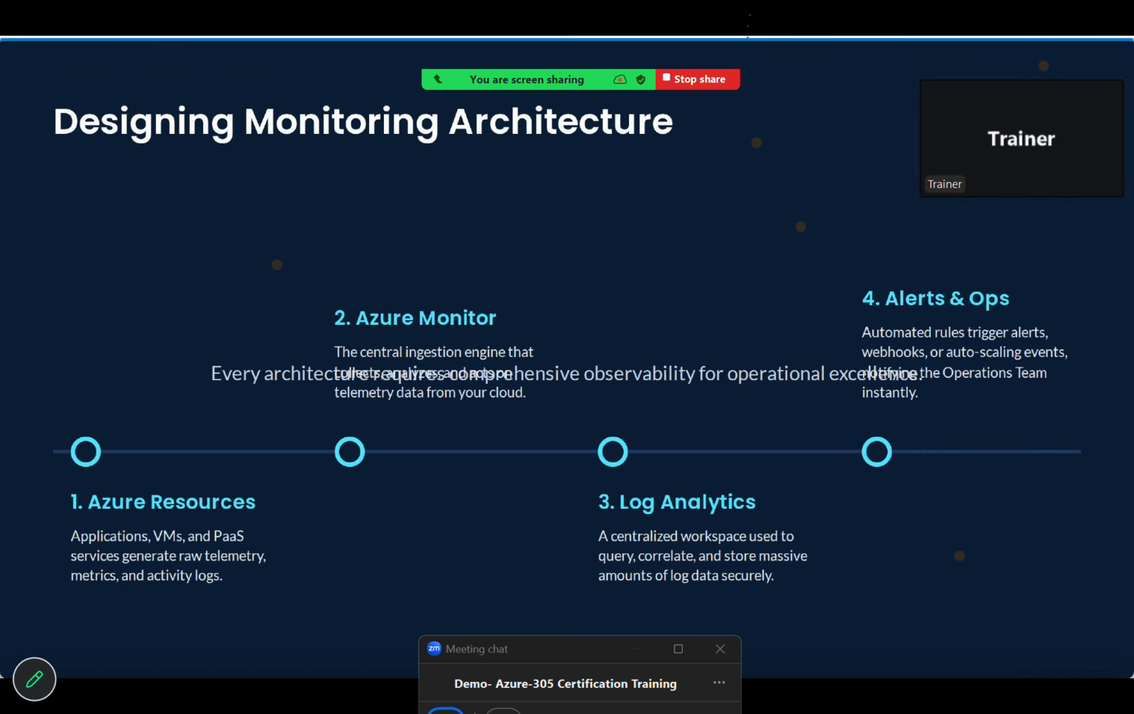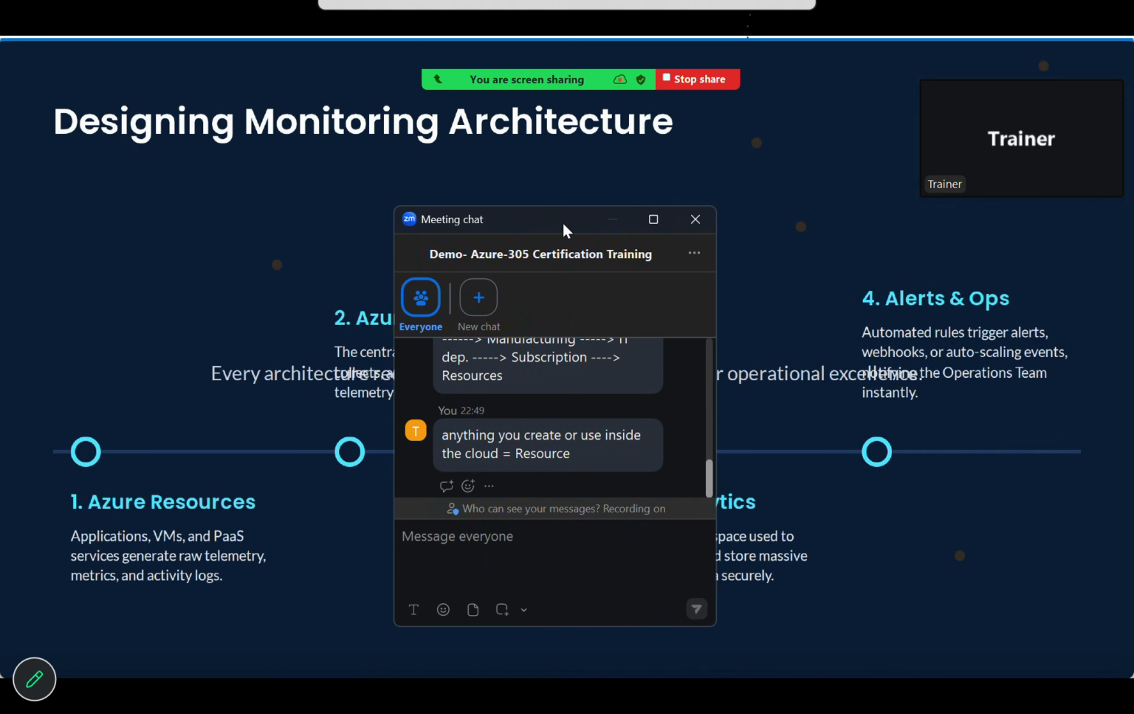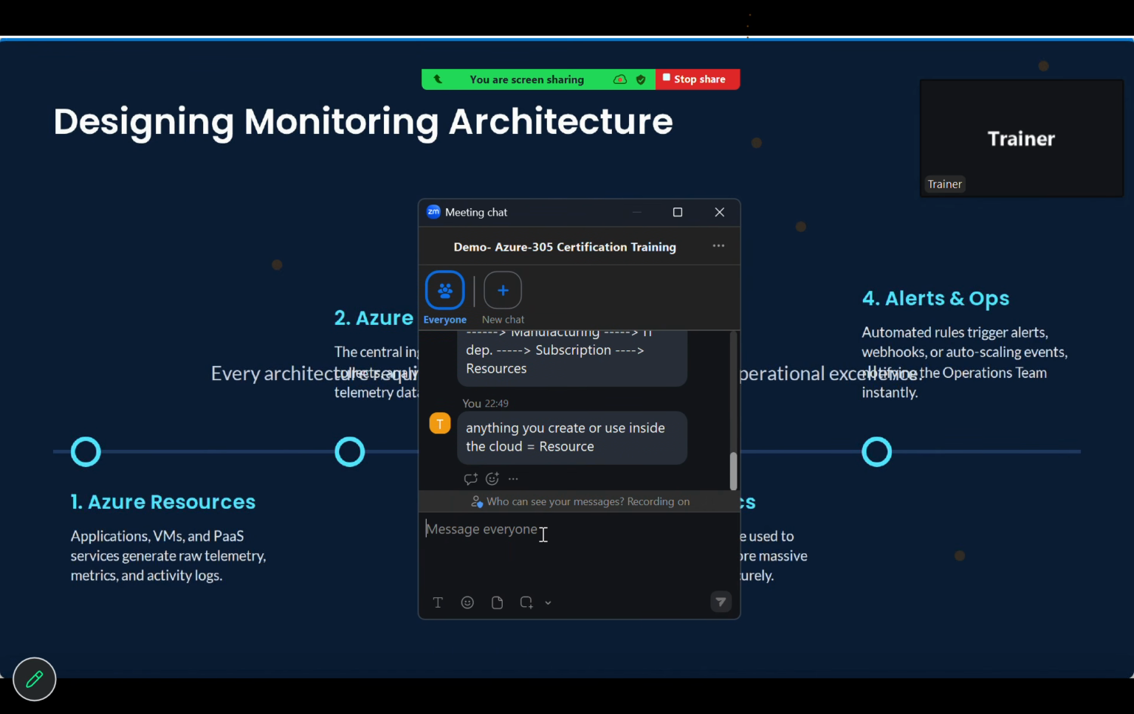Now we have to move to designing monitoring and architecture. Let me write here first. Every architect needs observability. What comes under observability? It will be your metrics, your logs, and your alerts.